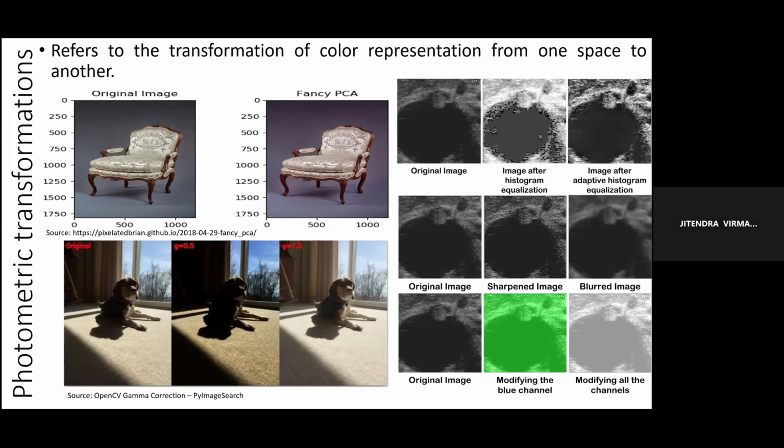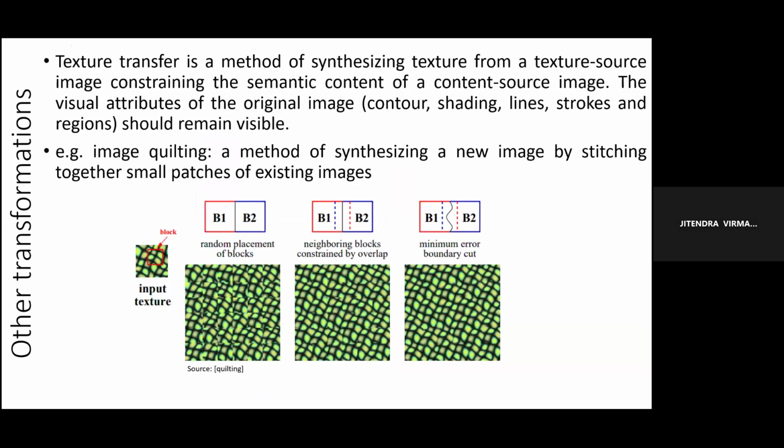You have an original image, you apply a fancy PCA on it, you get the output image. Original image, then image after histogram equalization. Original image, the sharpened image. Sharpened image means the high pass filtered image. And if you pass it through a low pass filter, you will get a blurred image. Now this is a colored image, modifying the blue channel, modifying the R channel, the RGB channels you can modify. And this is a gamma corrected image, original image with gamma 0.5, gamma 1.5. So all these images can be created by using photometric transformations.